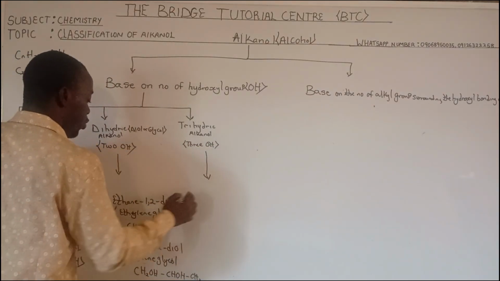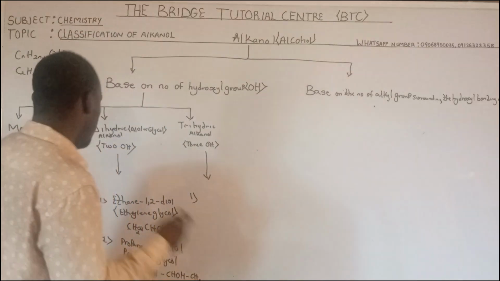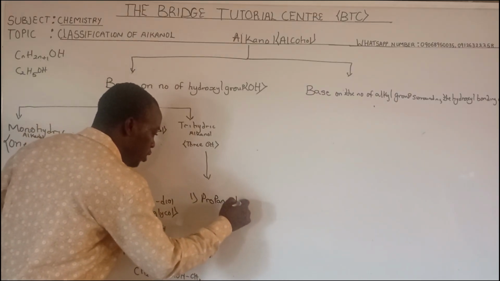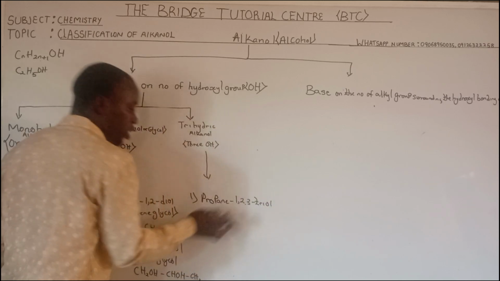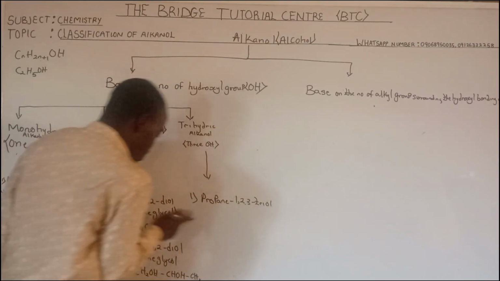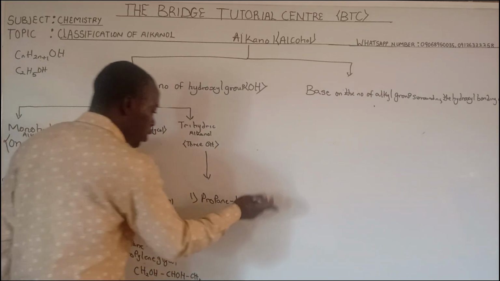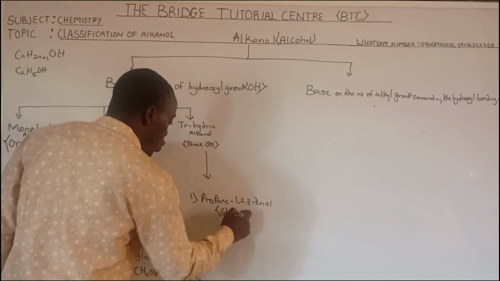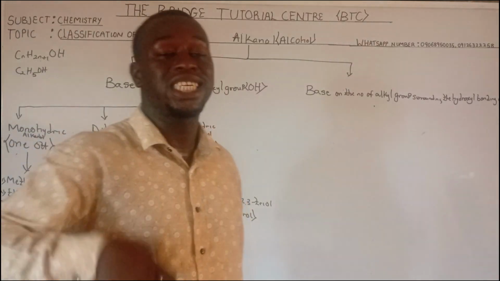And a very common example that we can talk about is glycerol, which is also referred to as propane-1,2,3-triol. When you see tri, you know that's 3. Triol, 3 OH. Diol, 2 OH. This one there is only ol, that's 1 OH. So propane-1,2,3-triol is also known as glycerol, or glycerin. Glycerol is an important product which is produced during saponification.